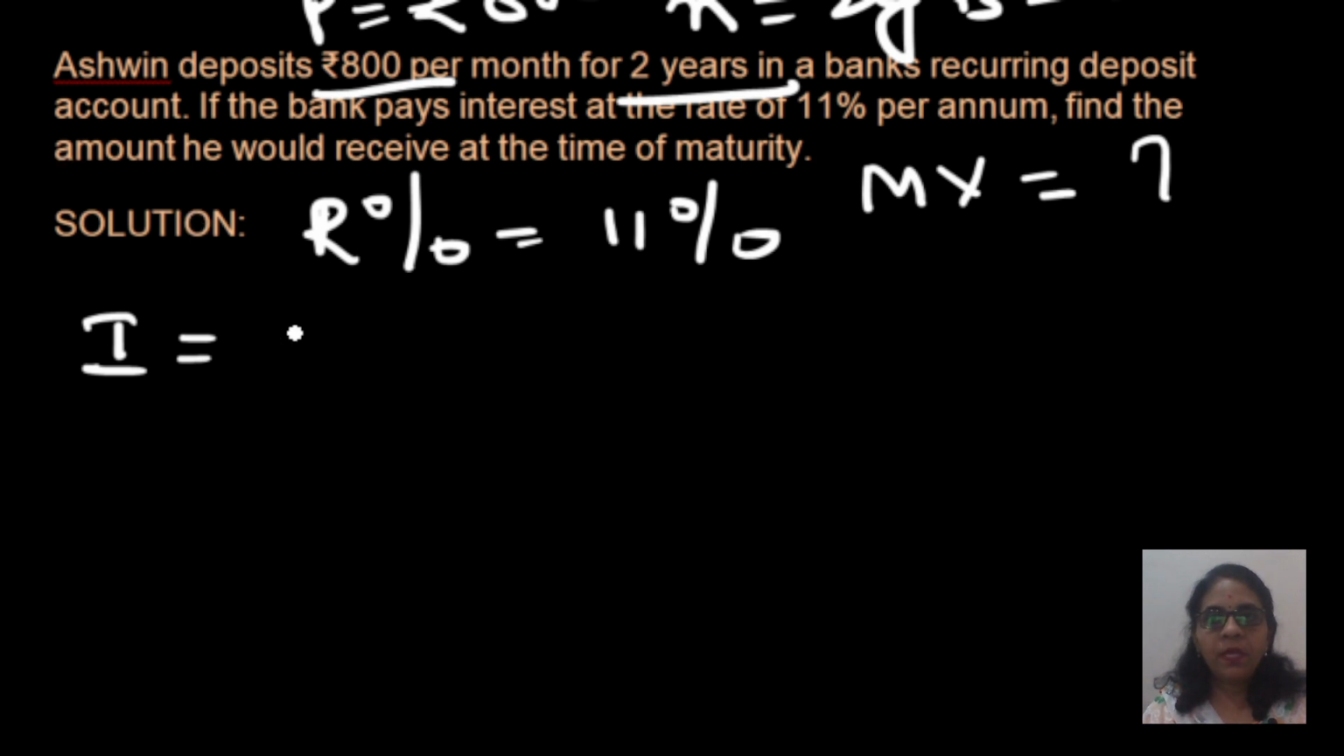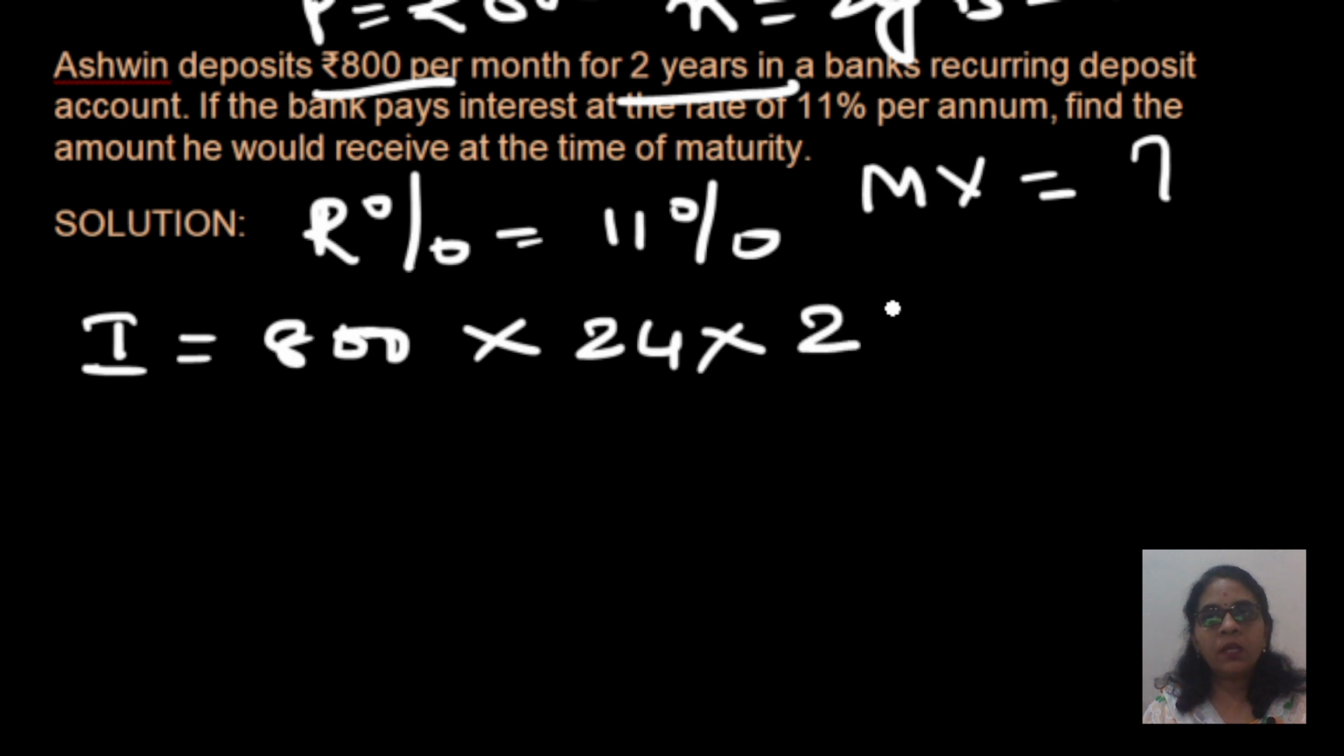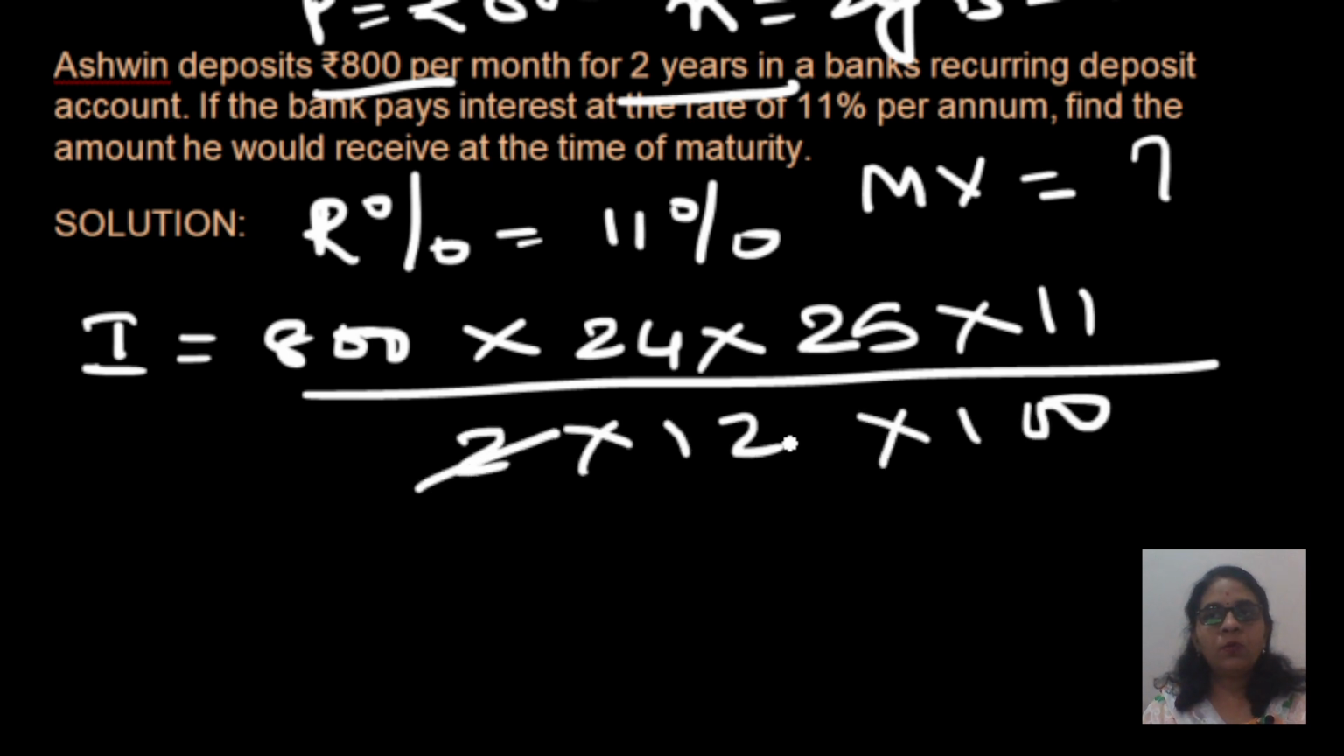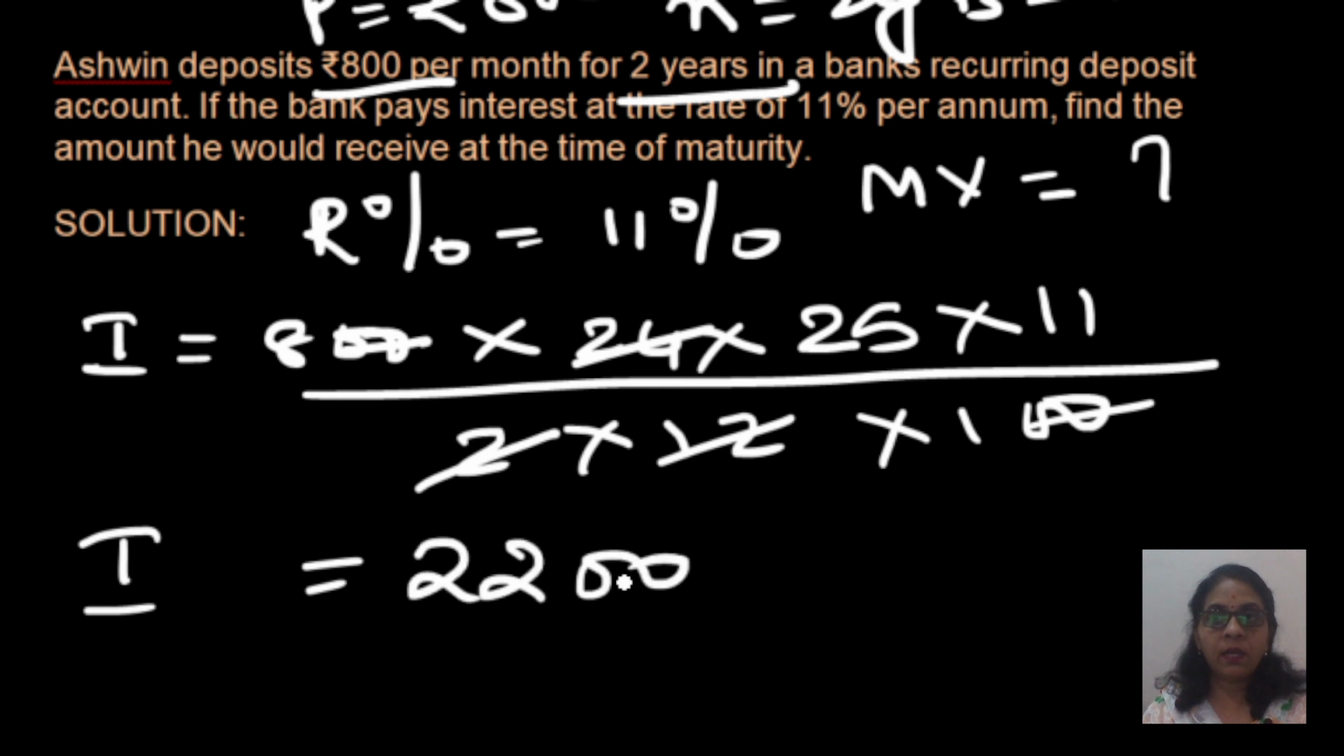Interest is equal to P, which is 800, into N, which is 24, into N plus 1, which is 25, into R, which is 11, by 2 into 12 into 100. 2, 12, 24 gets cancelled. 0, 0 gets cancelled. I is equal to 25 into 8, which is 200. 200 into 11 is 2200. 2200 is the interest.